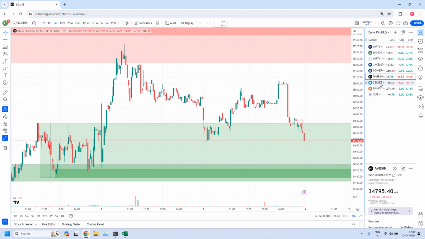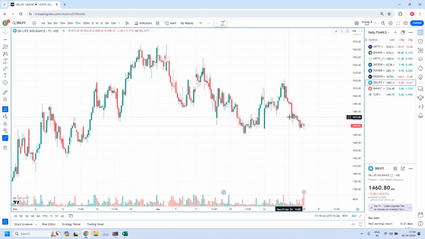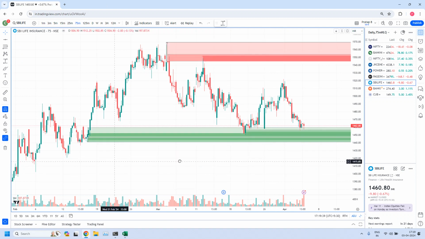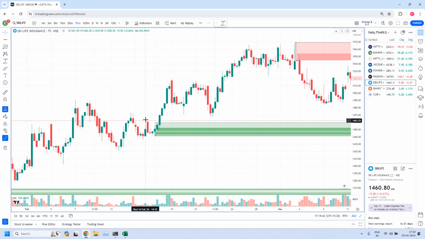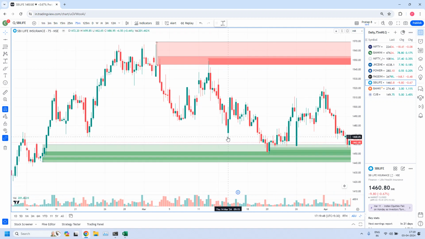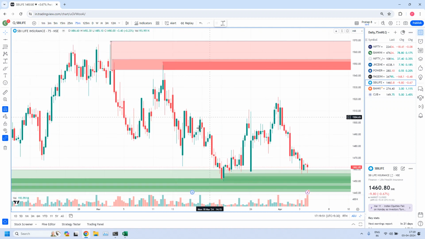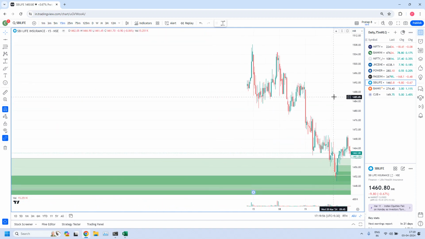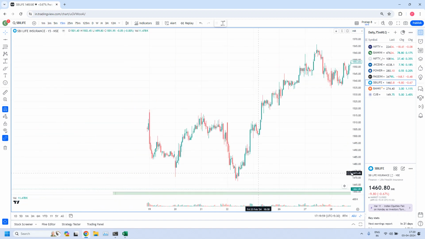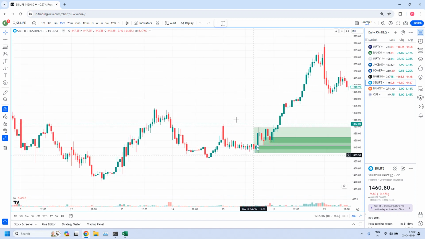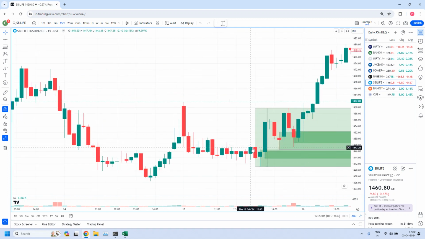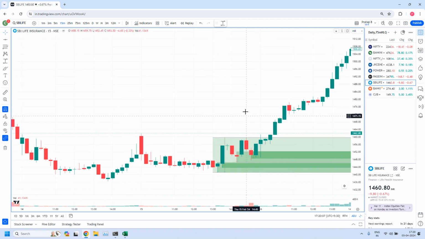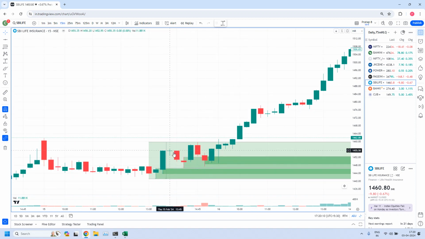And next one is SBI Life. This is a 75-minute demand zone. We have a drop, 4 base candles and a rally candle. And inside we identified several 15-minute zones. 15-minute and 5-minute zones are there, several. This is the first one, drop, base, rally. This is the second one, drop, base, rally.